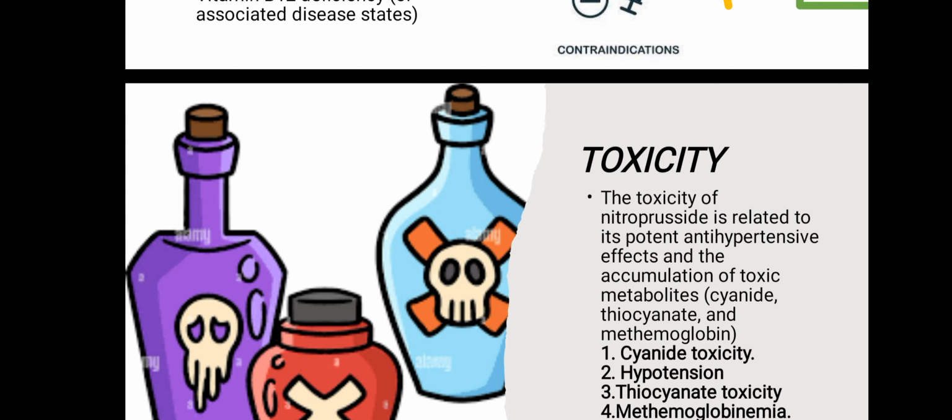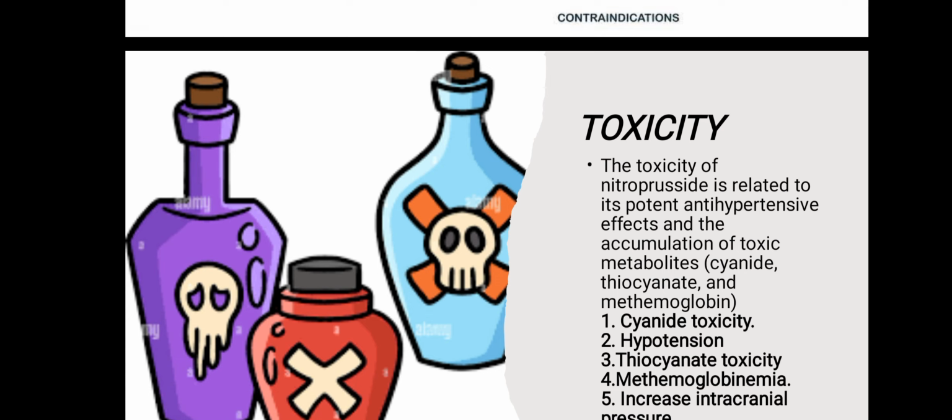Now let's talk about the toxicity of nitroprusside. Toxicity of nitroprusside is related to its potent antihypertensive effects and the accumulation of toxic metabolites like cyanide, thiocyanate, and methemoglobin. Cyanide toxicity. Cyanide toxicity is related to nitroprusside, which reacts with hemoglobin and is subsequently metabolized to 5 cyanide ions and methemoglobin. Cyanide is then converted to thiocyanate, and that causes symptoms and toxic effects in humans.